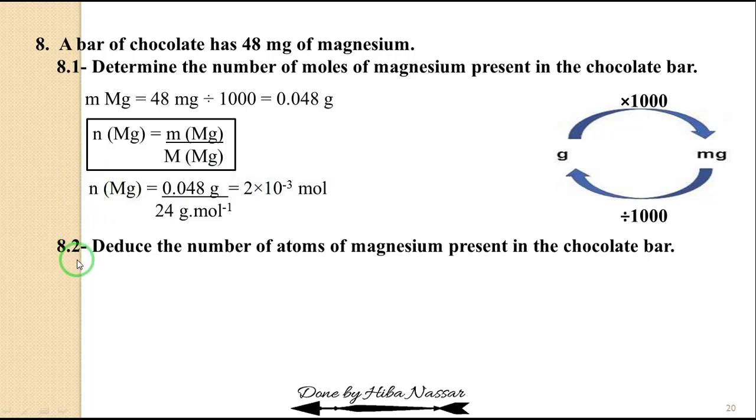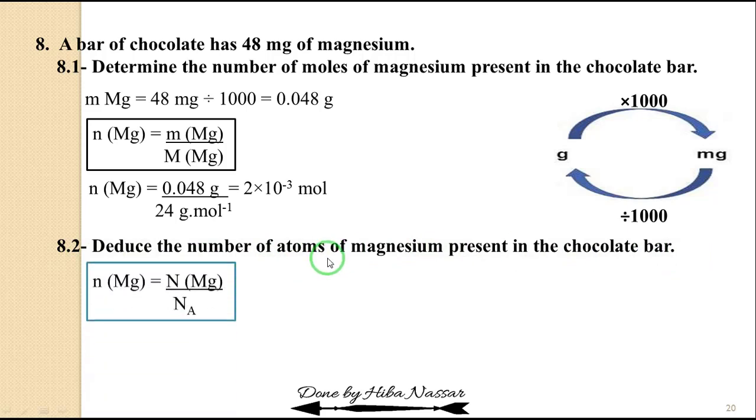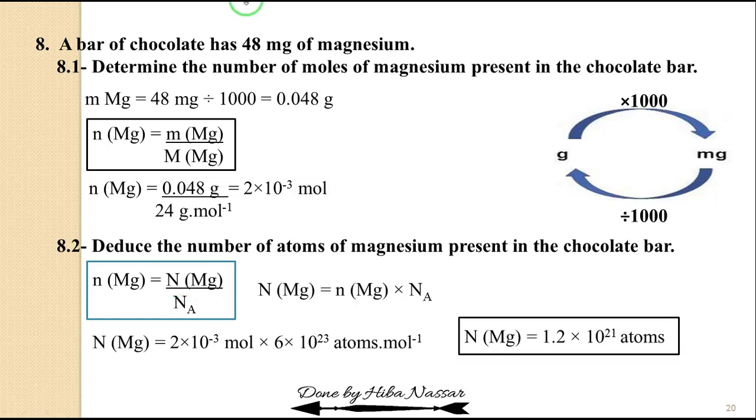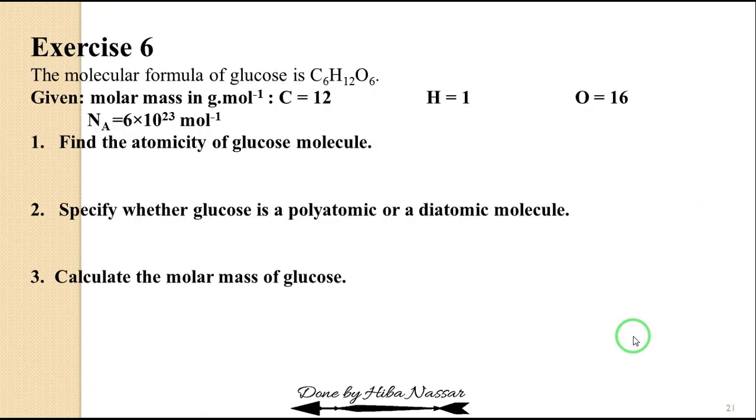Now part 8.2, deduce the number of atoms of magnesium present in the chocolate bar. So we need to calculate capital letter N. So I'm going to use this relation, n equals the number of atoms divided by the Avogadro's number. So we can say that capital letter N, which represents the number of atoms for magnesium, is equal to 1.2 times 10 to the power 21 atoms.